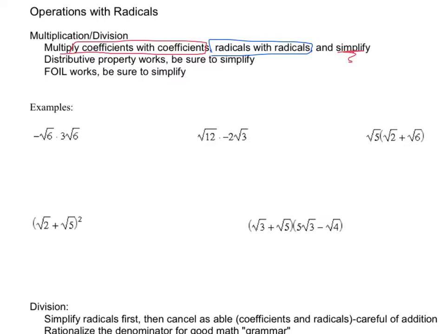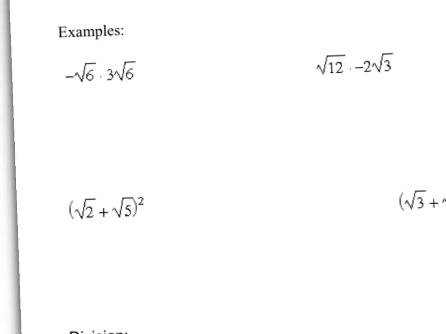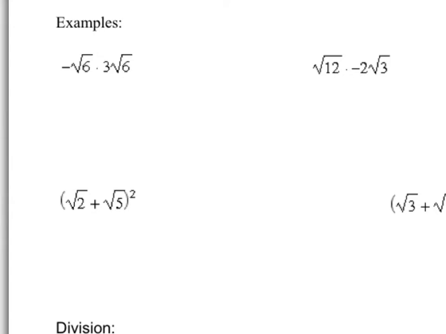So we have the rules that say when you multiply outside numbers, or coefficients, times coefficients. So here's a -1 times 3, and we get -3. And here's root times root, and we get root 36. Again, make sure you simplify. In this case, the root of 36 is 6 times -3, and you get -18.